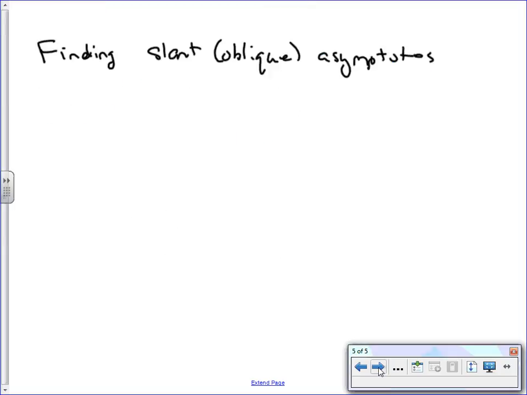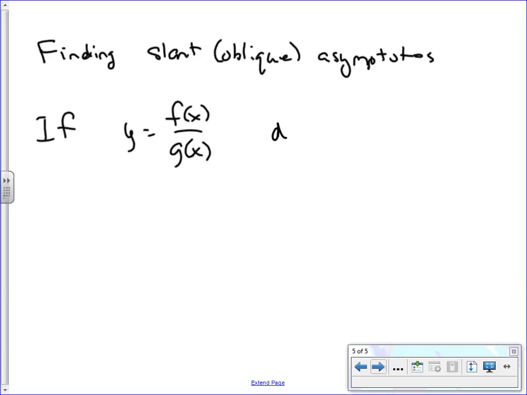All right, last thing. You did this last year, slant or oblique asymptotes. These occur in one specific circumstance that we're dealing with. And that's when you have this rational structure. And they occur specifically when the degree of the numerator is equal to the degree of the denominator plus 1.